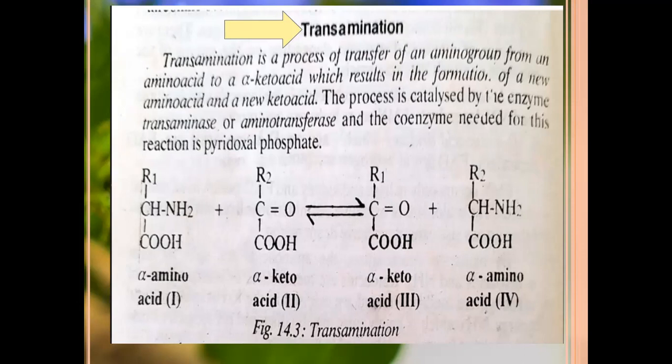After transamination, the amino acid converts into a keto acid, and the keto acid converts into an amino acid. Means after transamination, a new keto acid and a new amino acid are formed. For this process, the aminotransferase or transaminase enzyme is involved. So this is the general formula for transamination.